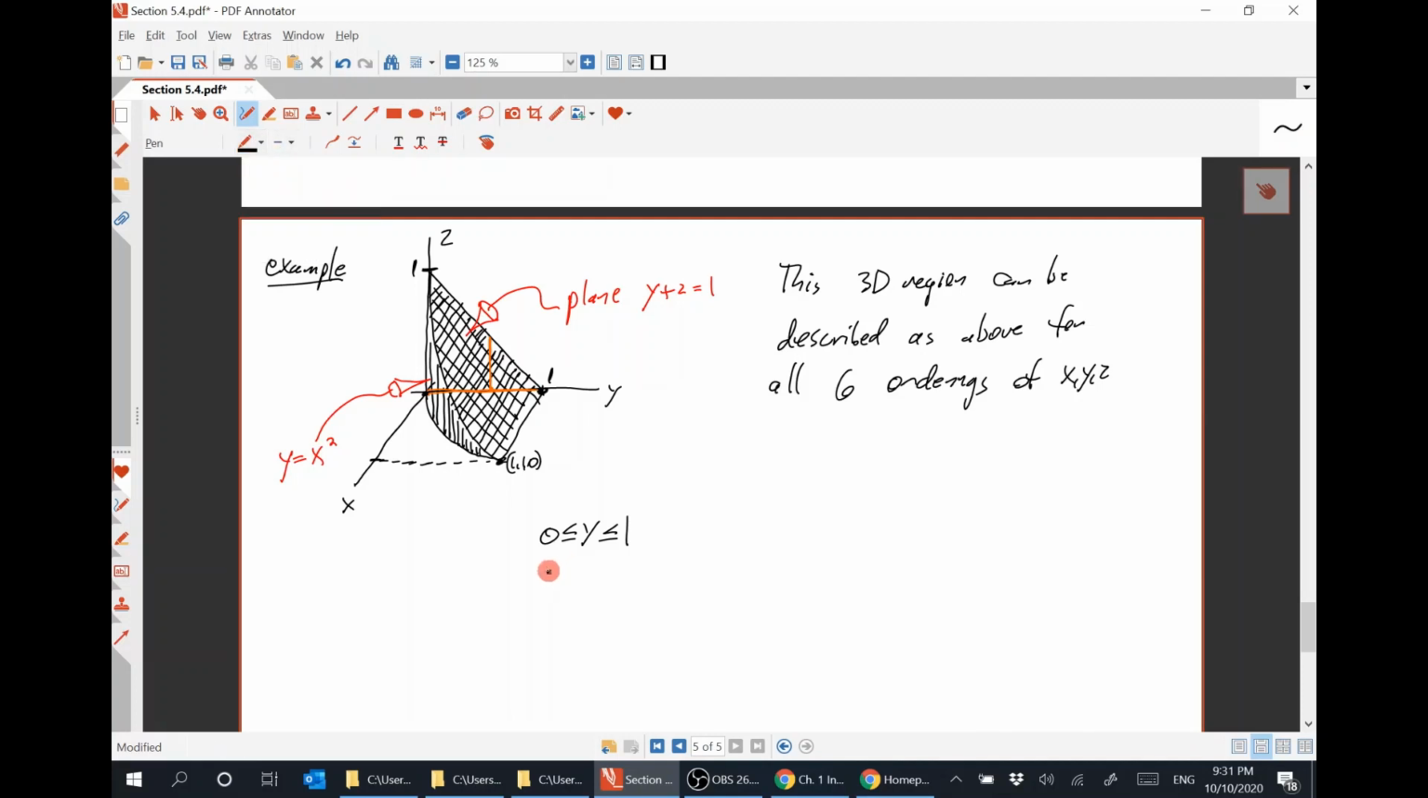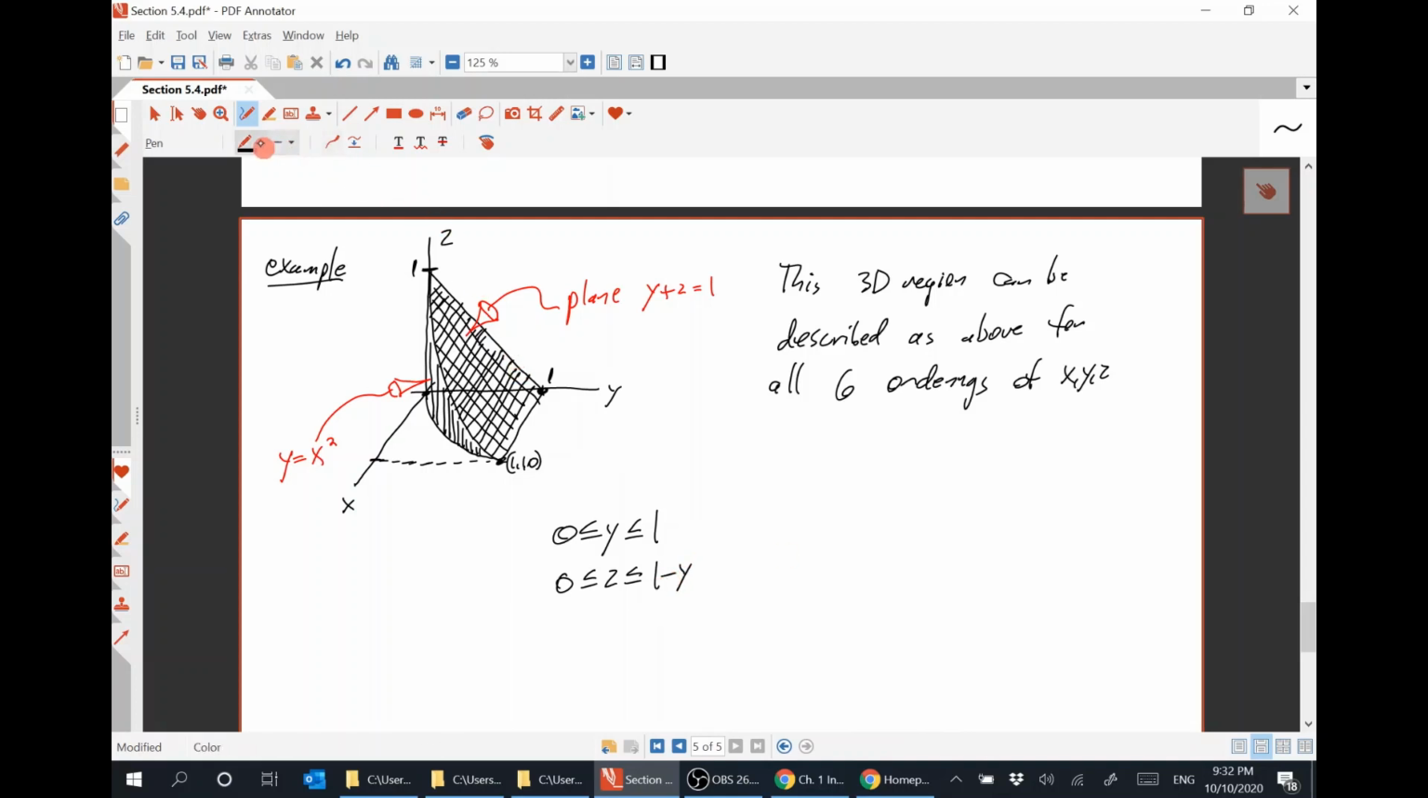Alright, so 0 is less than or equal to z is less than or equal to 1 minus y. Okay, but actually I don't want to leave those lines there because we're going to have to do this for all the other variables as well. So 0 less than or equal to y less than or equal to 1. 0 less than or equal to z less than or equal to 1 minus y.